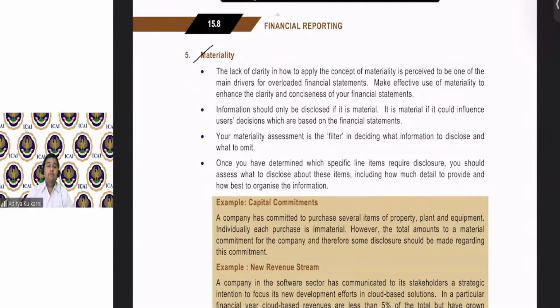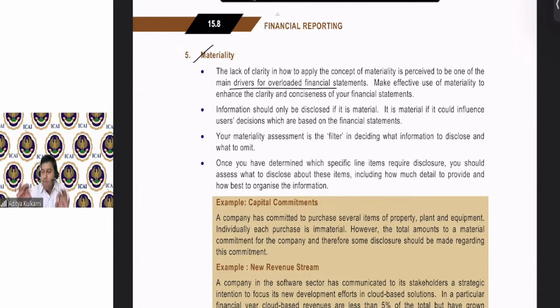Materiality, this is a very big shield that industries use. You go to them with an observation, they will say, "Kitna material hai yaar? It is not material, just forget it and do the audit." I mean, that is the first step that industries use. The lack of clarity in how to apply the concept of materiality is perceived to be one of the main drivers for overloaded financial statements.